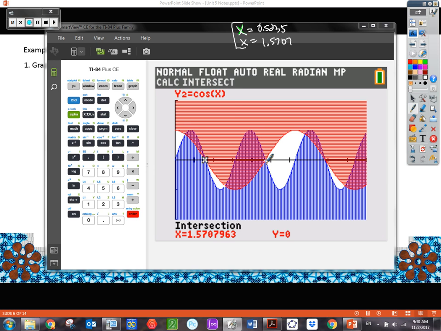So I'll just tell you I've already done that. I'm just going to write those answers up there for you. So this intersection is 2.6179. And the next intersection is 4.7123. And this is another interval.